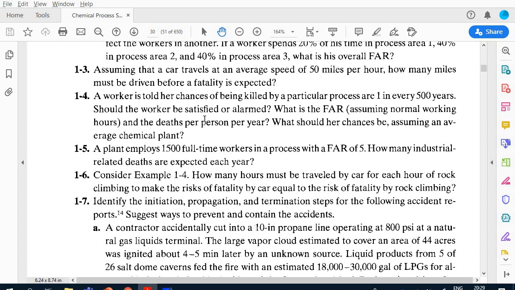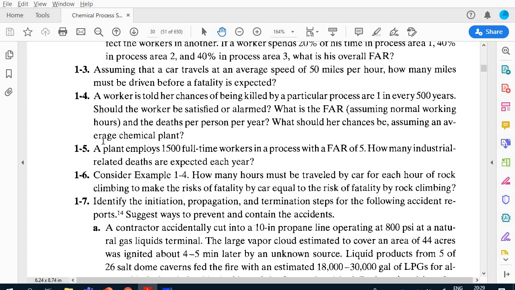Okay, so a worker is told her chance of being killed by a particular process is 1 in every 500 years. I was not expecting that kind of question, but that's fine. Should the worker be satisfied or alarmed? What is the FAR, assuming normal working hours, which is about 2,000 hours per year?